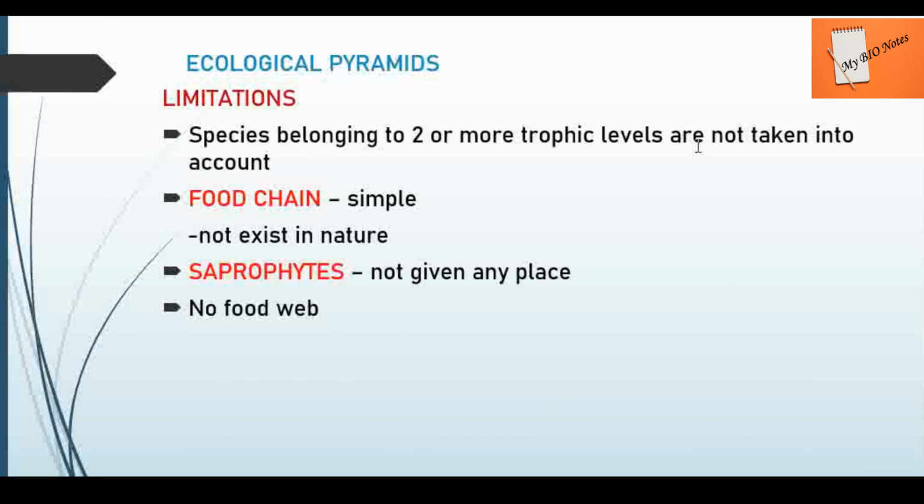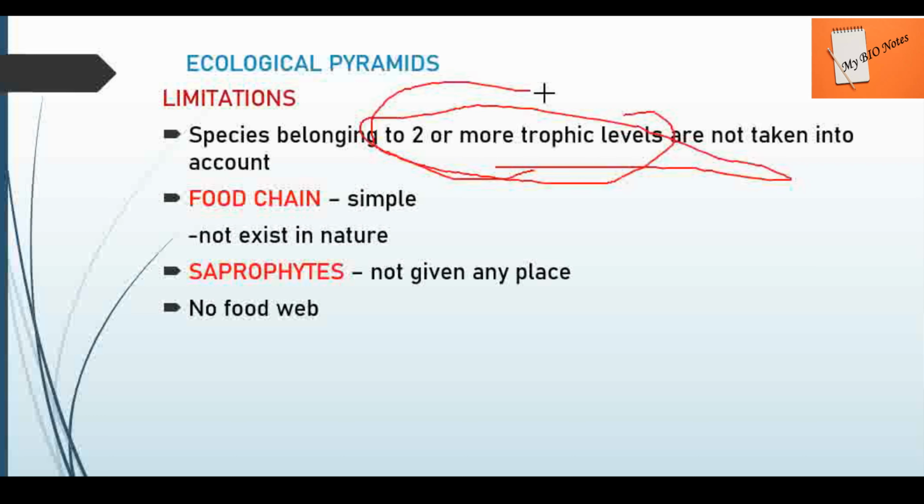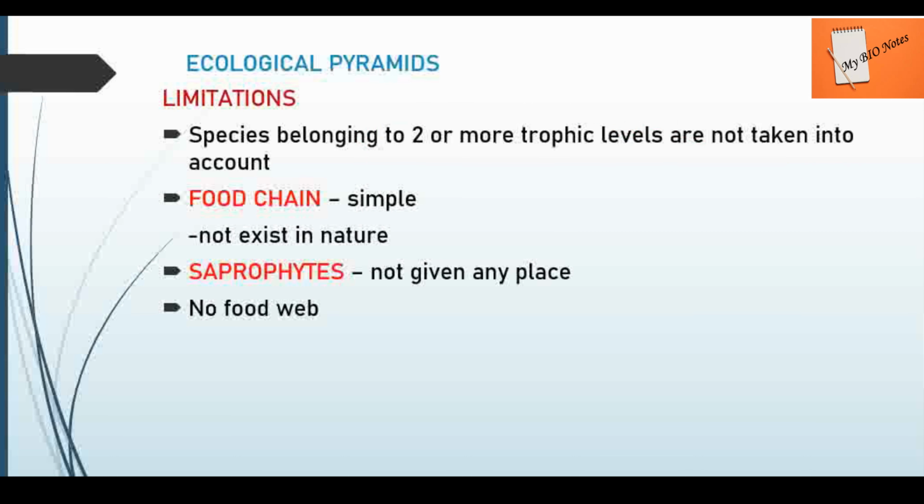Next, if you see the limitation, the ecological pyramid also has some limitations. What it is, the species belonging to two or more trophic levels are not taken into account. So that is not considered in the pyramid system.